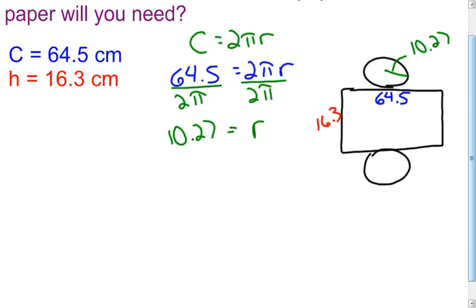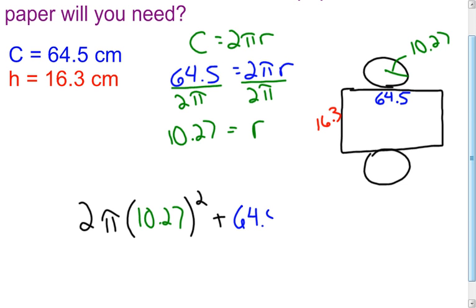Now I can go through to find my surface area. First, find the area of my 2 circles. So I'm going to do pi times the radius, which I found to be 10.27, and then I need to square it. I have 2 circles, so that's the area of 1. If I multiply it by 2, now I have them both. Then I'm going to have to add on the area of my rectangle. The rectangle is going to be base times height. My base is 64.5. My height is 16.3.